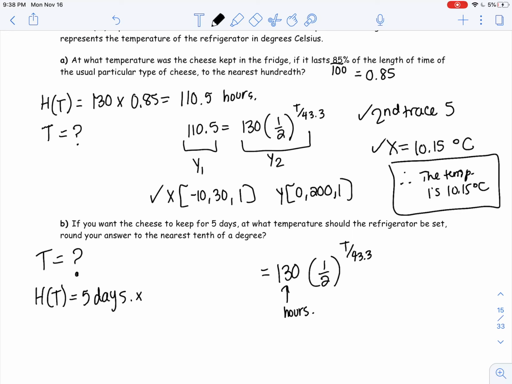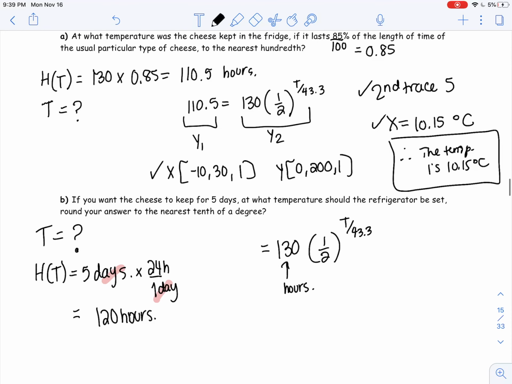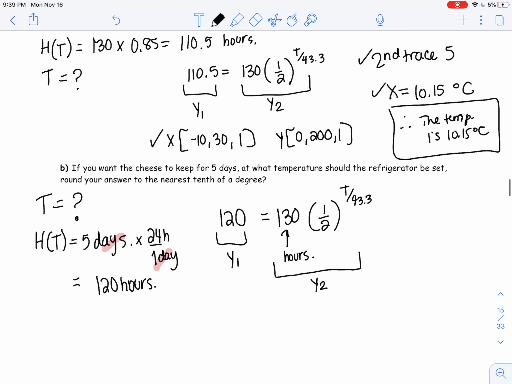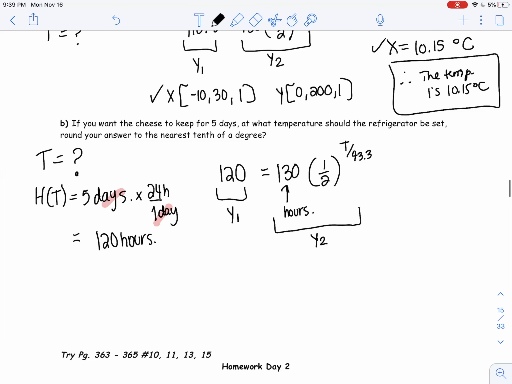You have to be consistent with your units. So what you want to do is you need to convert from days to hours. So we know that there are 24 hours in 1 day. Now the days will cross each other off, leaving you with 5 multiplied by 24. So 5 multiplied by 24 is 120 hours. That's how many hours there are in 5 days. So that's what you're going to be using for your equation. You're going to set your y1 to 120, and you're going to set your y2 to the right side of the equation, 130, 1/2 to the power of t over 43.3.